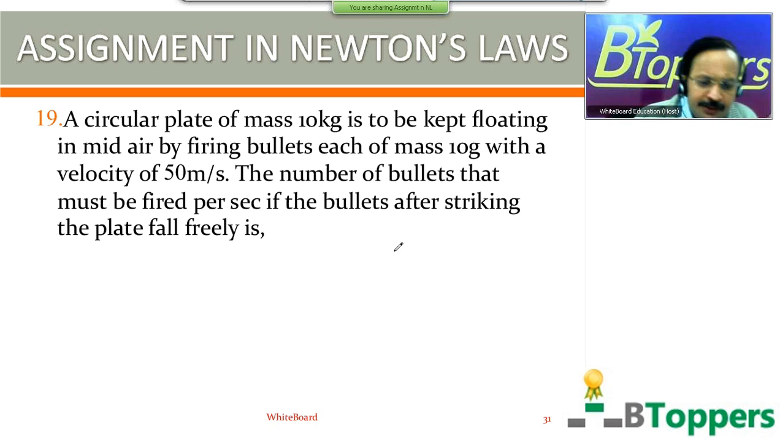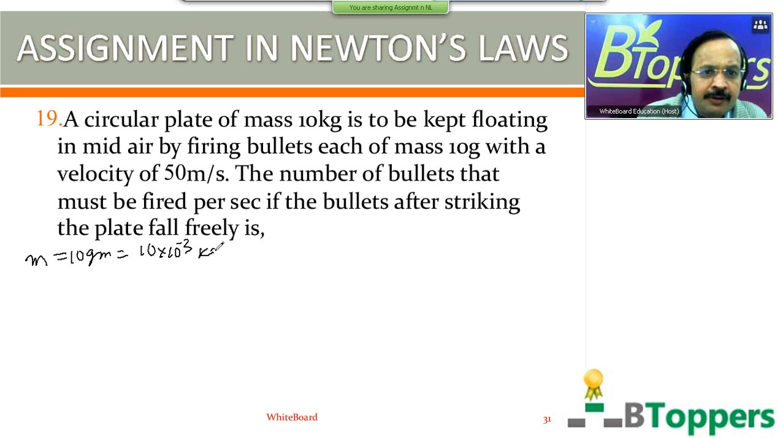So I denote the mass of each bullet by small letter m, that is 10 gram. So we can write it as 10 into 10 power minus 3 kg, or 10 power minus 2 kg. The mass of the circular plate I denote by capital letter M, which is equal to 10 kg.